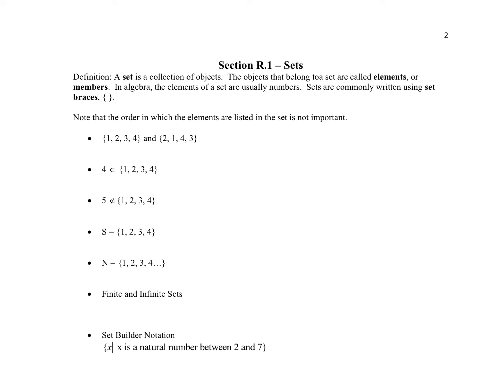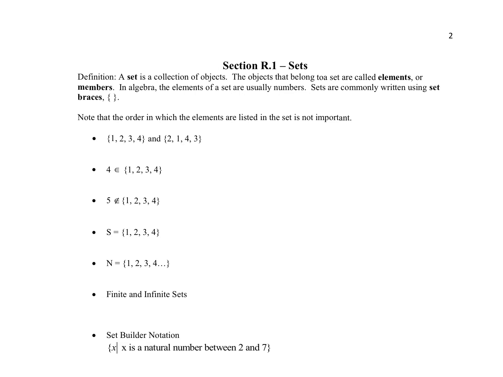So today we're going to look at sets. A set is just a group of numbers or a collection of objects, and the things that are inside of the set are called elements. So a set is a group of items or objects, and elements are the things that are inside the set. Sometimes we call them members.